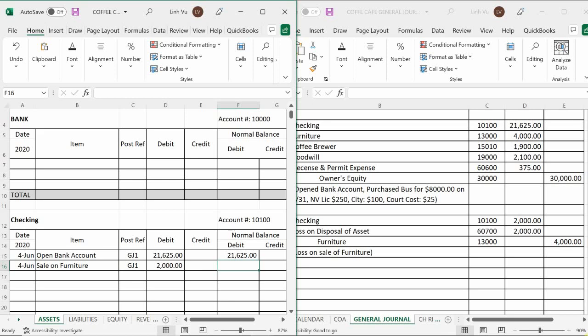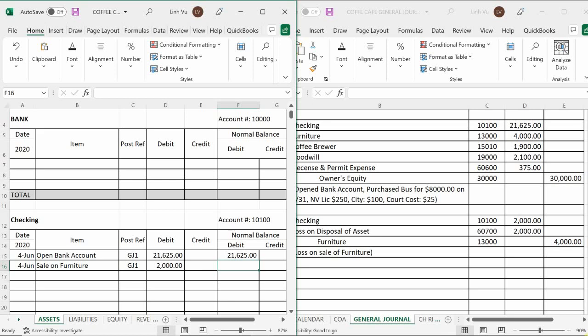What should be my balance right now? How much should be in my bank account right now? 23,625. Just exactly what you said, right? That's the same exact concept here.